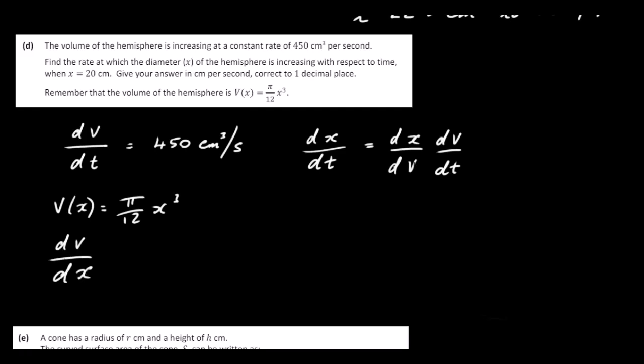And we just got to flip it upside down, then our answer upside down to give us dx/dv. So let's see, we bring the 3 down, multiply it by pi over 12, and then reduce the power by 1. So it's going to be 3 over 12 pi x squared, which is just 1 over 4, or just pi over 4 x squared, 3 into 12, 4 times. So now we have this here.